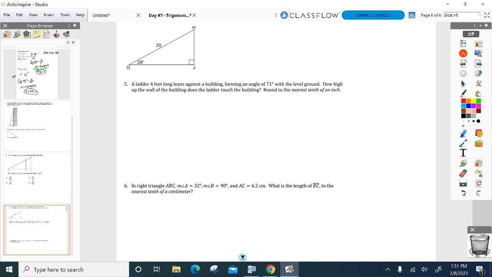First thing I want to discuss, real life common sense. Okay, hopefully I don't offend anybody here. A ladder, we've all seen a ladder, correct? It leans against a building. We always assume the building's totally vertical, not leaning either way. So these are all going to make right triangles, all right?